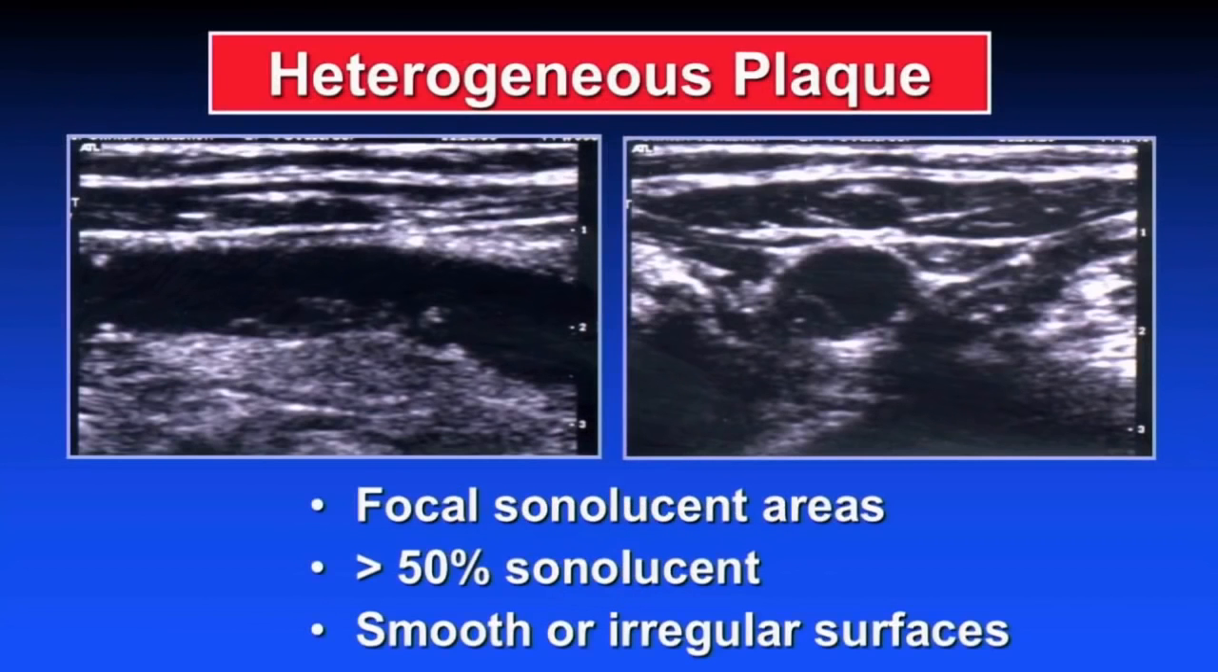In contrast is heterogeneous plaque, which I've said has more than 50% sonolucency. And again, a sagittal and transverse example here. The plaque surface can be smooth or irregular in heterogeneous plaque. Generally, in homogeneous plaque, the surface is smooth. For those of you who are worried about ulcerations, forget it. You don't need to worry about them in characterization with ultrasound. All patients who have ulcerations fit into the heterogeneous category. All patients with ulcerations have heterogeneous plaque, so you don't need to subdivide.